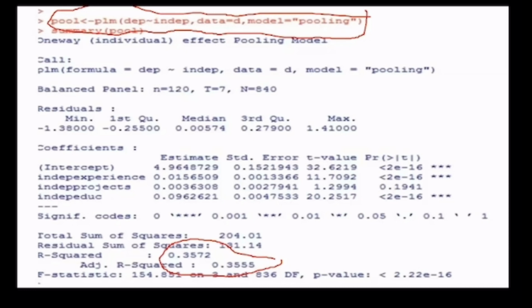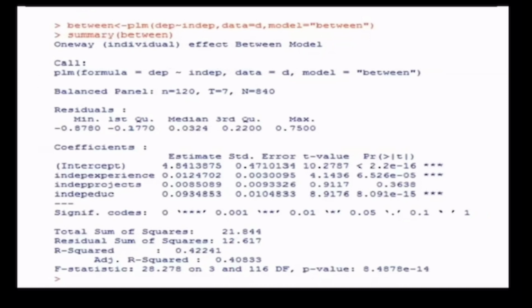Does that make sense? Now, when we apply between, you remember between? Between takes the average of the variables over time and then applies OLS. Oh my God, take a look at the R squared. The R squared has actually gone up, and in the model, experience is significant, the number of projects is not significant, and years of education is significant with the between.